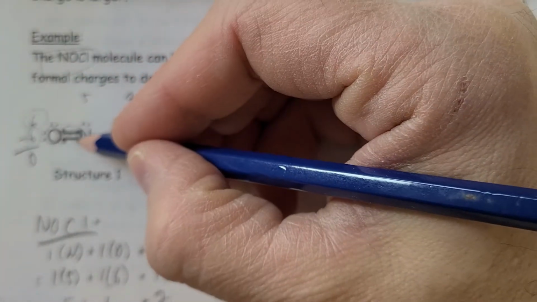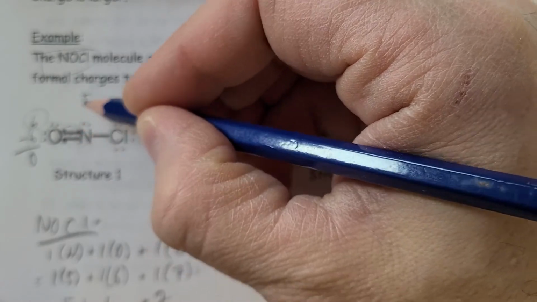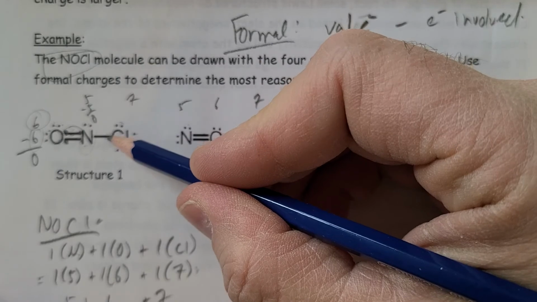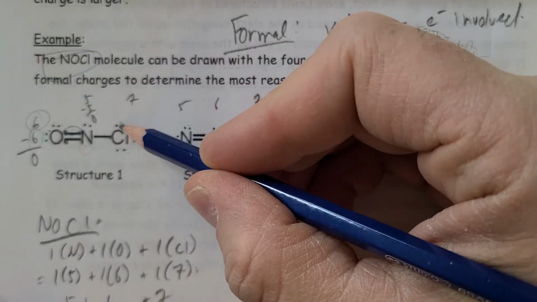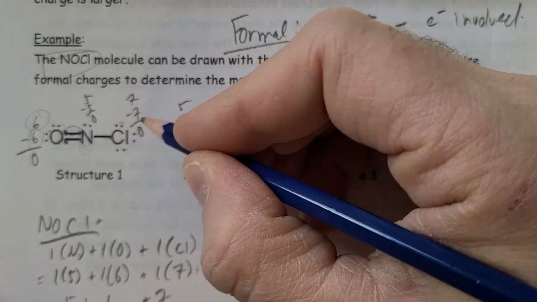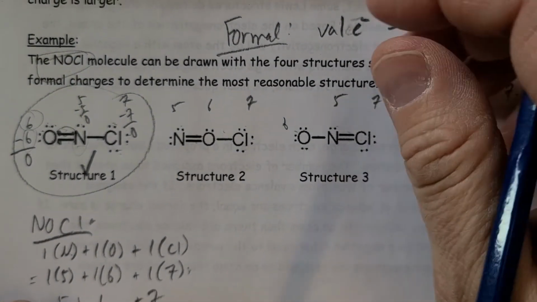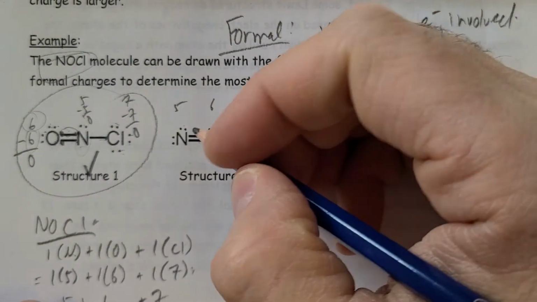The valence electrons that it should have, subtract the electrons it has in this structure, it works out. So good. Nitrogen has 1, 2, 3, 4, 5. Guess what? That works. And chlorine, 1, 2, 3, 4, 5, 6, 7. Guess what? This first structure is good. That structure is valid.